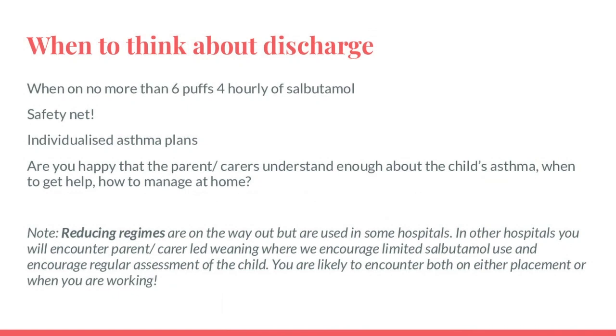Just a little note as well, some of you may come across on placement or when you're working, or maybe even some things you read, reducing regimes. Children that were admitted with an acute asthma attack used to be discharged on a reducing regime. On their last day of admission, they might have been on 6 puffs 4 hourly of salbutamol. Their reducing regime will tell the parent that on day 1, they should now be on 4 puffs 4 hourly, and you'll do that for 2 days, and then you'll do 2 puffs 4 hourly, and so on and so forth. We are moving away from this and actually trying to encourage limited salbutamol use, and trying to encourage regular assessment of a child instead. And with that comes more education for the patient if the child is old enough, but the parent.